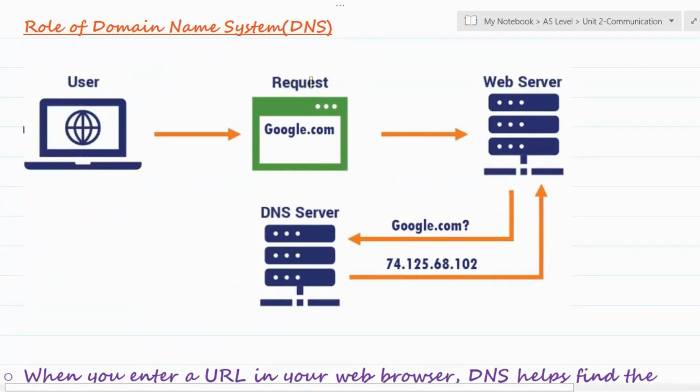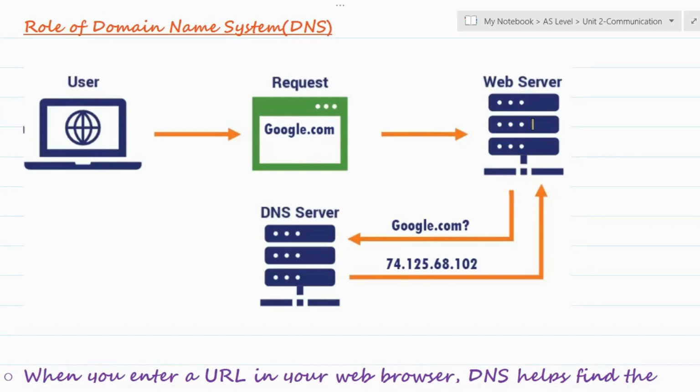Then your browser will try to connect with the web server. But how does that connection happen? First of all, the DNS server will look for the corresponding IP address in its log. If the DNS server finds it, good enough. If it doesn't, then it will connect with other DNS servers and look for the corresponding IP address.